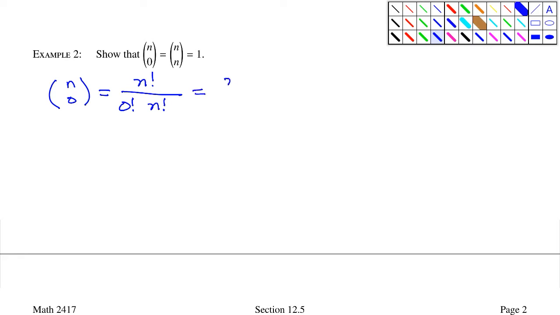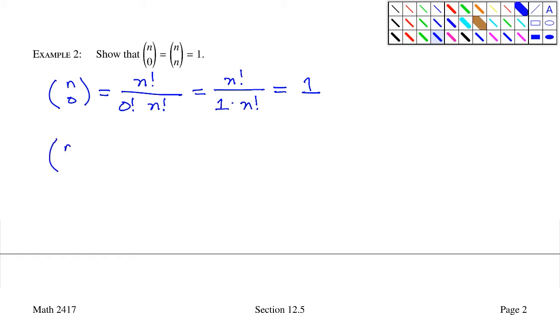Recall that 0 factorial is actually equal to 1, because the question that you're answering there is, how many ways can you arrange 0 items in a row? And the answer is there's only one way to arrange 0 items in a row. It's sort of the empty arrangement. There's nothing there. And so there's one way for that. So then we have n factorial over n factorial, which is 1.